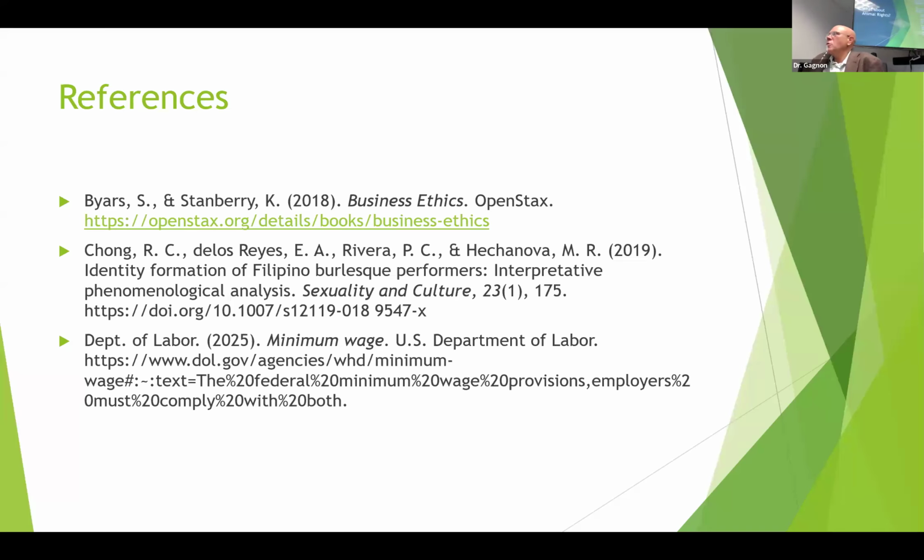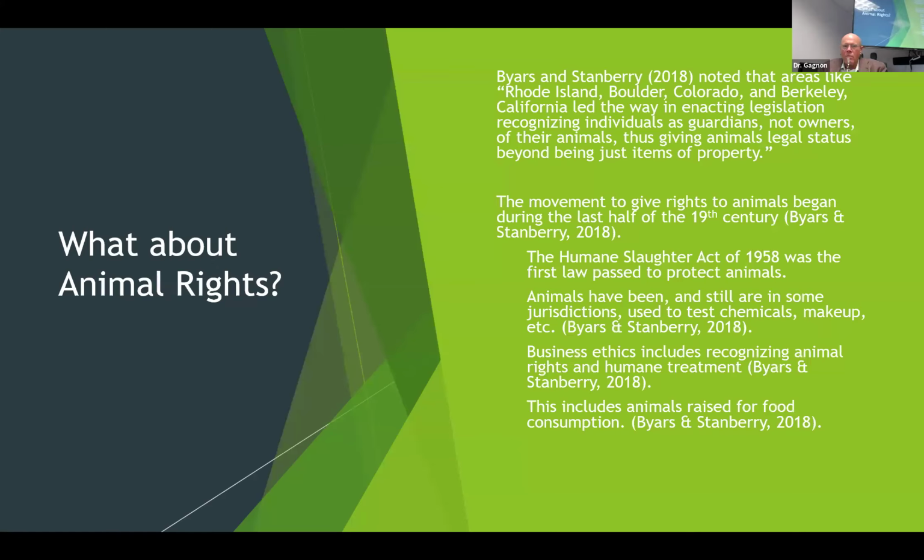The authors noted that areas like Rhode Island, Boulder, Colorado, and Berkeley, California, lead the way in enacting legislation recognizing individuals as guardians, not owners of their animals, thus giving animals legal status beyond just being items of property. This is dealing with animal rights.